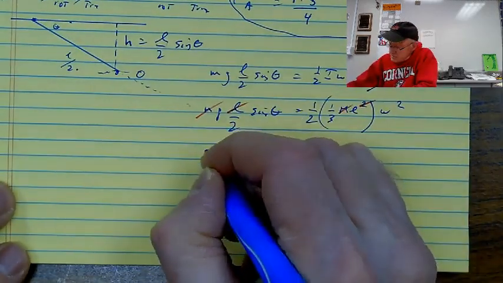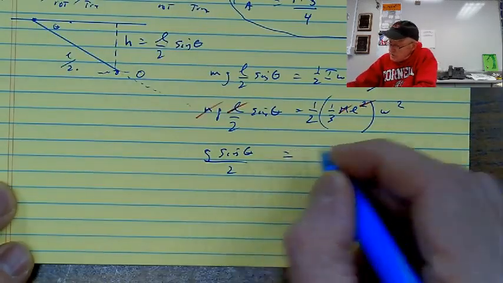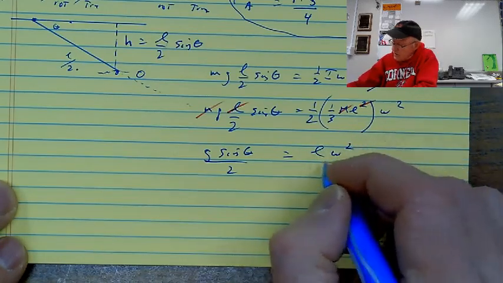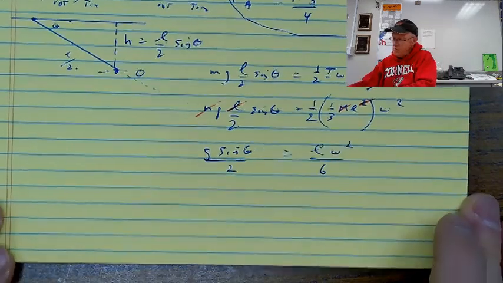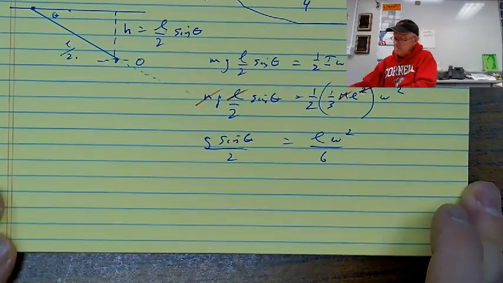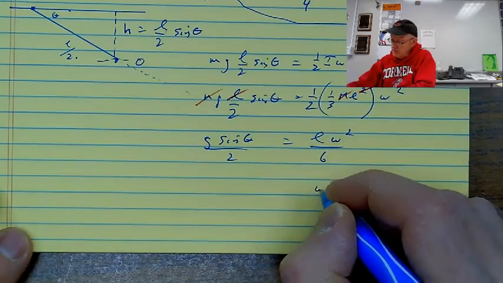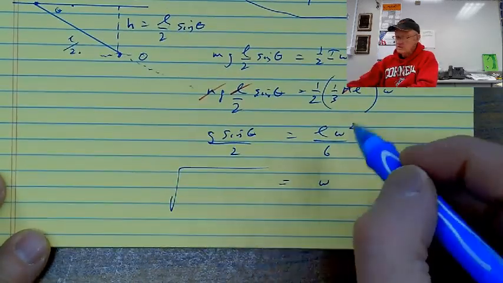Okay, so I'm solving for omega. Omega is going to equal the big square root. Multiplying both sides by 6 gives me 6 over 2, which is a 3. So 3g sine theta over L. That's the answer right there.